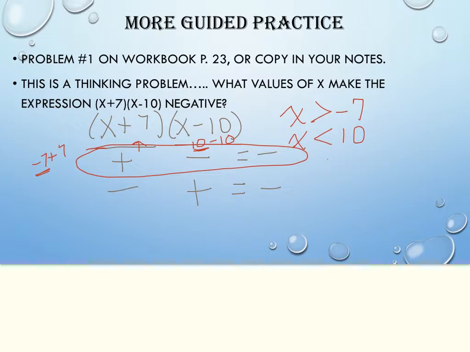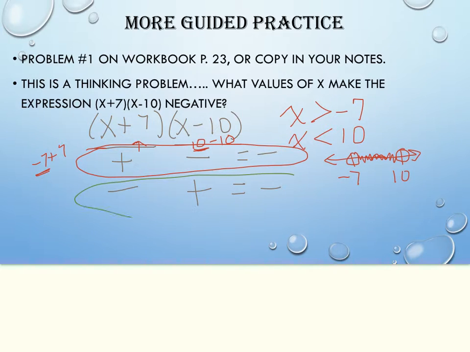So for our first scenario, we have negative 7 and 10 on a number line, and greater than negative 7 would start it this way, and then we'd stop when we got to 10. So any of these numbers in here would work for that scenario.